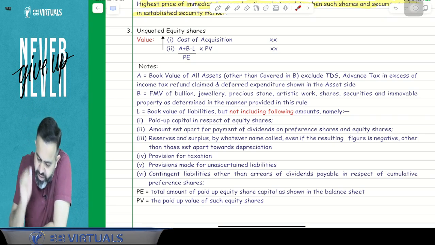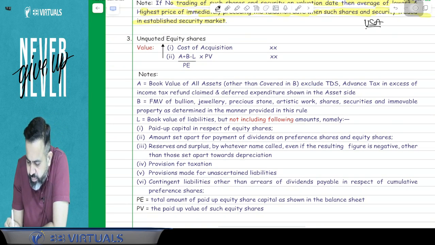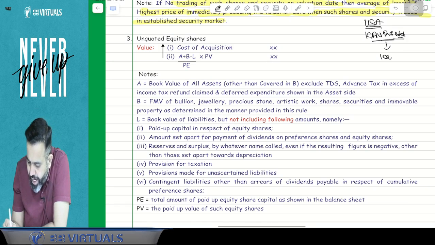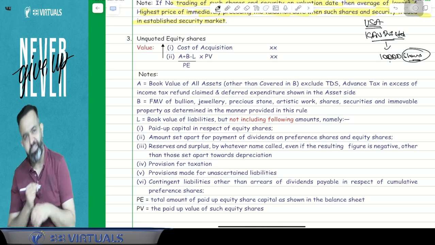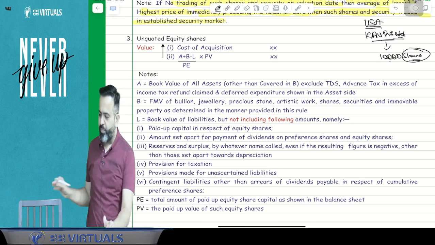All people pay attention. Suppose for an example, in USA there is one company, that company name is Kin Private Limited. This is the USA company. And guys, in this USA company, suppose I am having 10,000 shares. I am having the 10,000 shares of that USA company, and this is the private limited company.